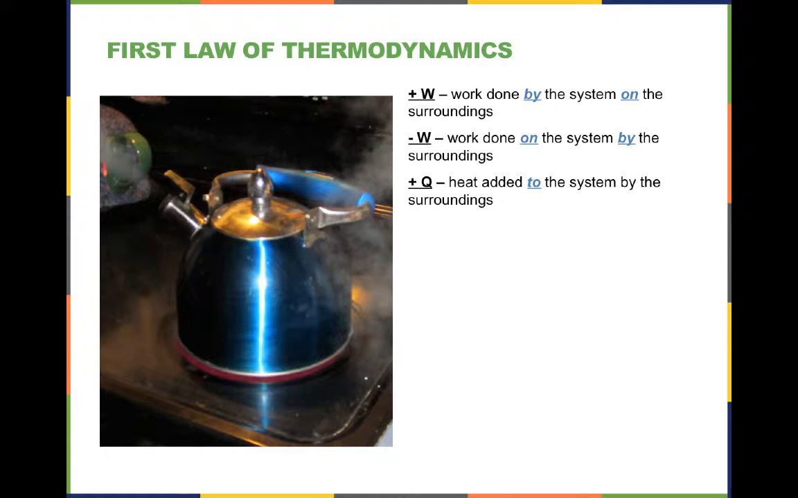Heat, on the other hand, is just the opposite. Heat added to the system by the surroundings is positive. Heat taken from the system by the surroundings is negative. And so again, if you think about it in terms of internal energy, if you add heat to the system, you increase the internal energy of the system. If you take heat away from the system, then you decrease the internal energy of the system.